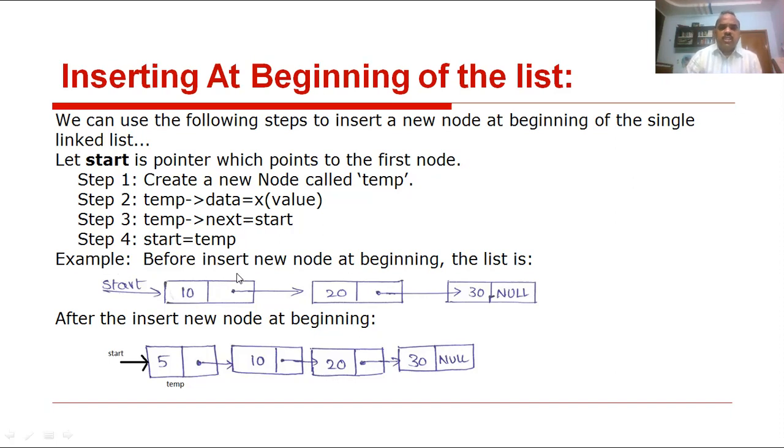Here is an example. Before inserting a new node at the beginning, this is the actual list, and I want to insert an element at the beginning of the list. After the insertion, this is the new node, the temporary node, and this is also start. Here 5. So temp to next equals start, then start equals temp. Start and temp show the same node. That is insertion at the beginning of the list.